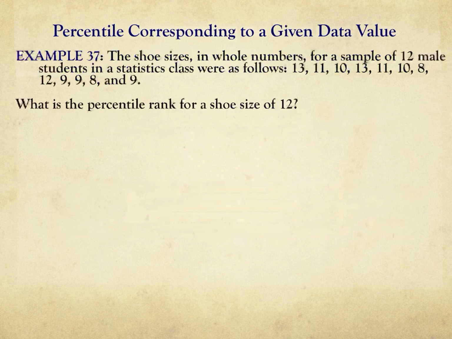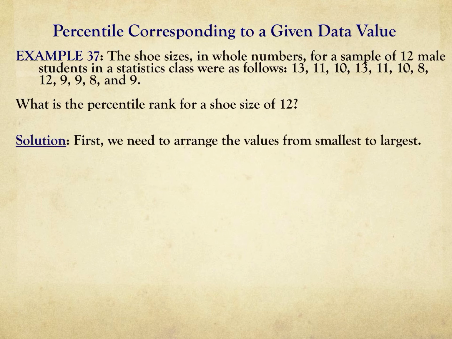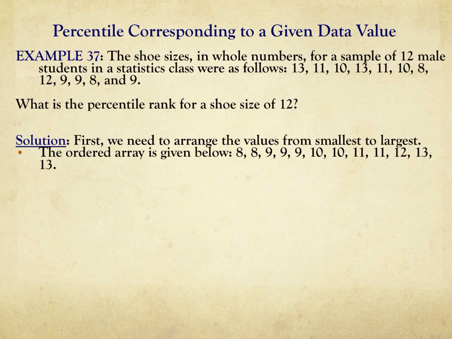Example 37: the shoe sizes in whole numbers for a sample of 12 male students in a statistics class were as follows. If we look at these values, you see that they are not in any order. The question says, what is the percentile rank for a shoe size of 12? The first thing we need to do is arrange the values from smallest to largest. We've done that, from 8 to 13.